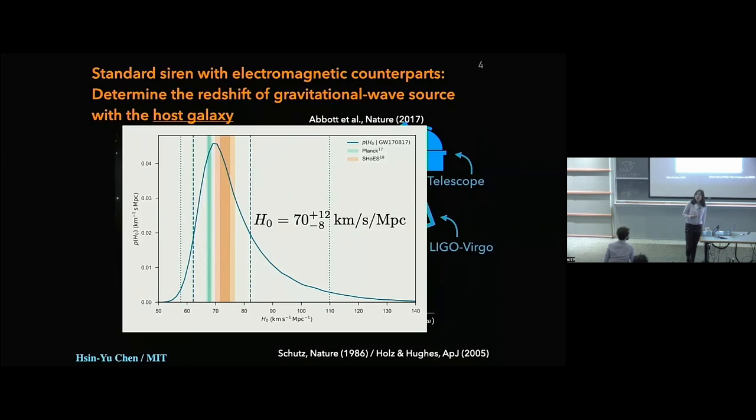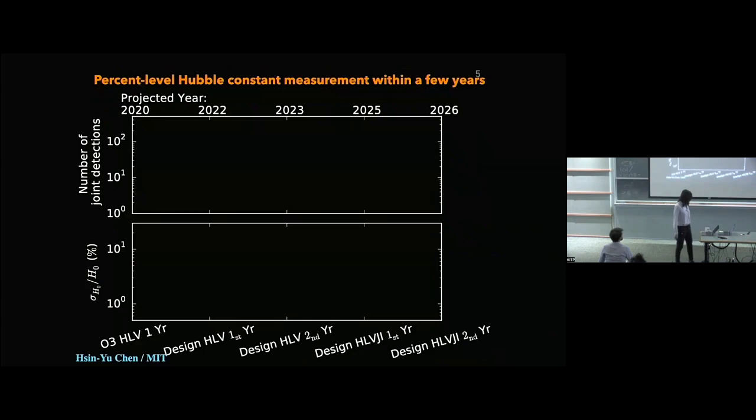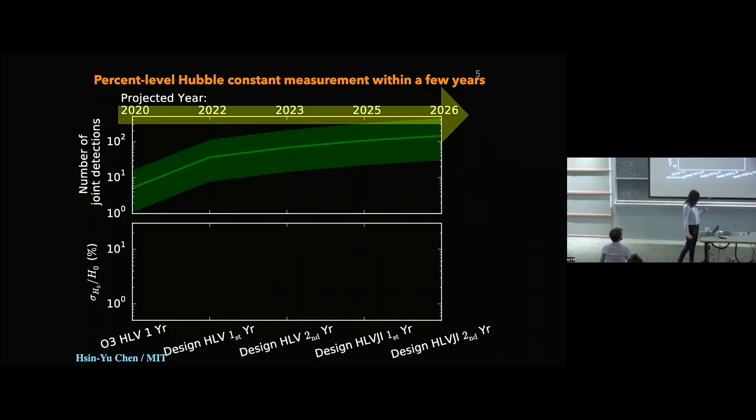But we do expect this kind of gravitational wave and electromagnetic wave joint detections to happen more often in the future. And here are the projections. Going to the right-hand side is going to the future. The top panel is showing you the number of these gravitational wave, electromagnetic wave joint detections. That green band there is trying to capture the major uncertainty in this estimate, which comes from the astrophysical rate of binary neutron star mergers in the past.